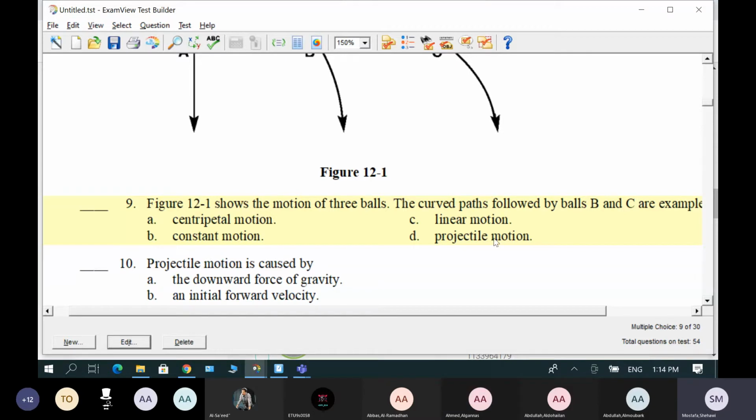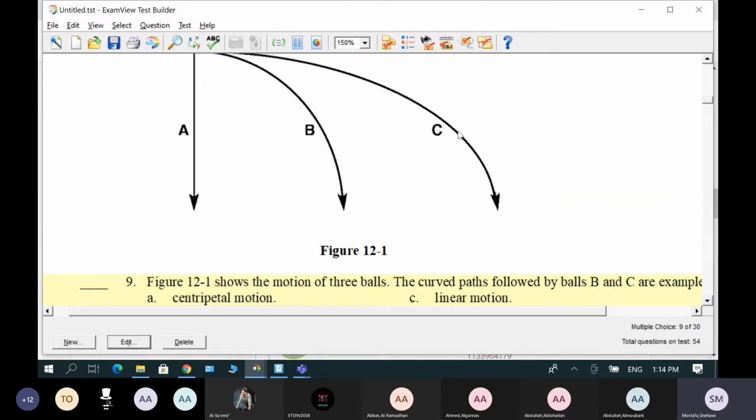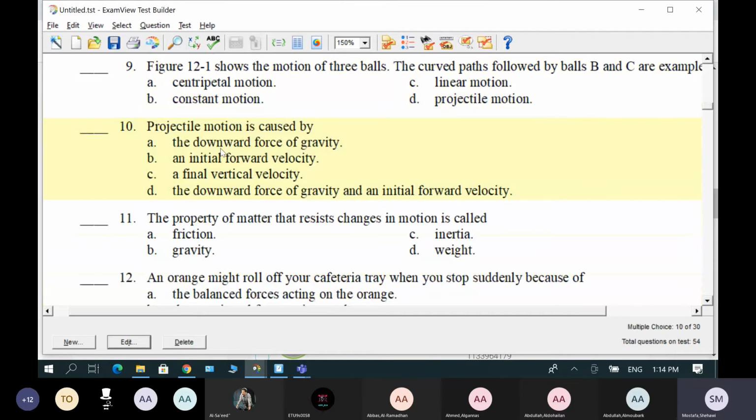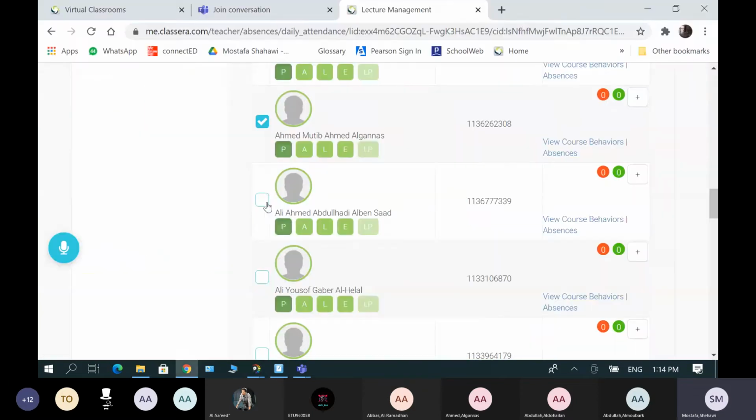No, we call it projectile motion, D, Ahmed. Okay, Ahmed, the answer is D. These paths are called projectile motion. That's it. Projectile motion caused by, I've just answered that question.